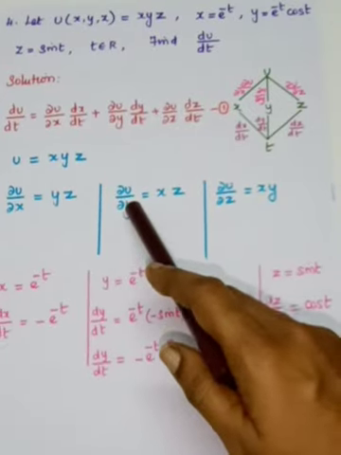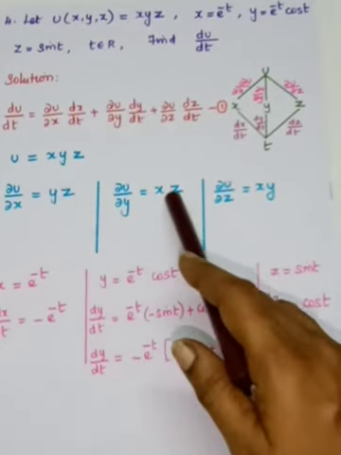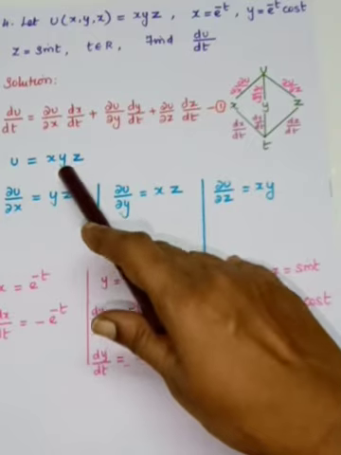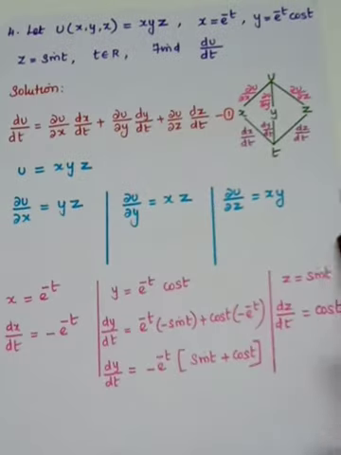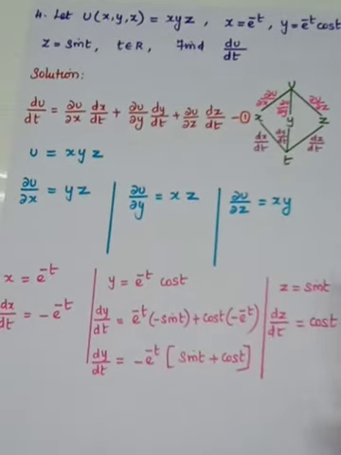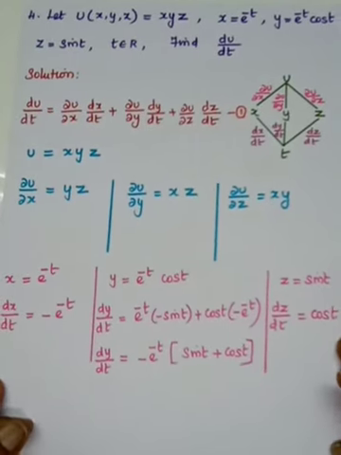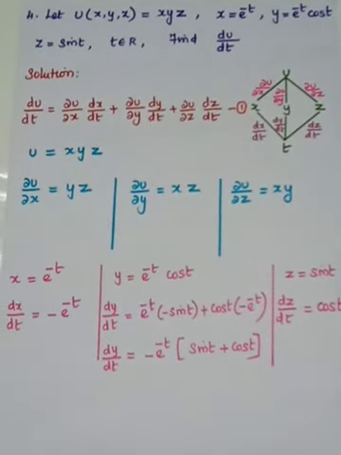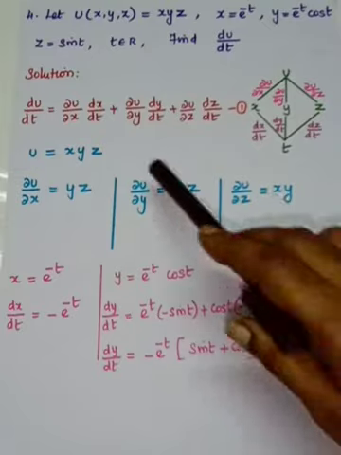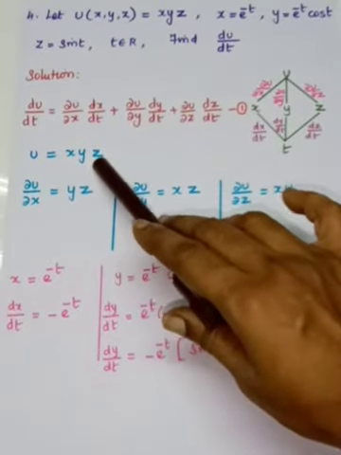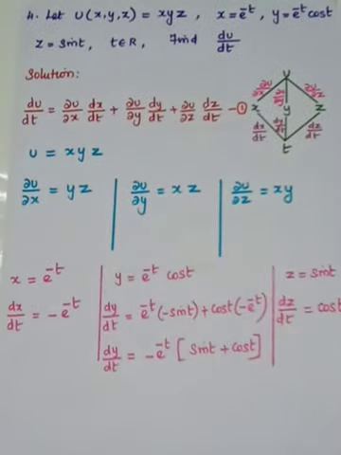And dou u by dou y. X z is constant, so it is written. Here you are having y. The differentiation of y with respect to y is 1. So it is x z. The same way, dou u by dou z. What is the constant? X and y. So it is written. What is the remaining term? It is z. If you differentiate with respect to z, it is 1.